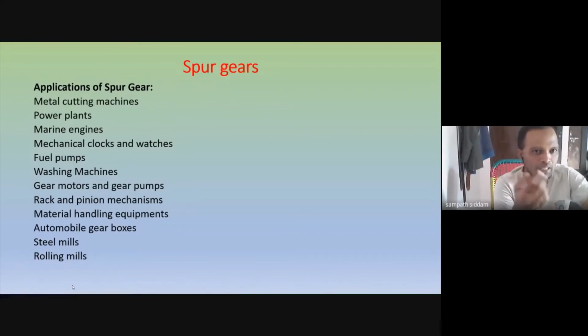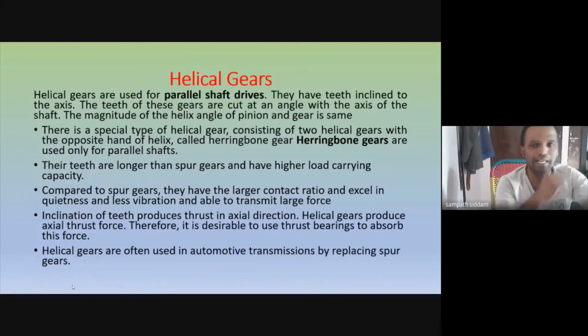Rolling mills, cutting machines, lathe machines. All these kinds of examples are the applications of spur gears itself. Hope I'm clear with this spur gear. Next, I will move on to the other gear, which is the helical gear.